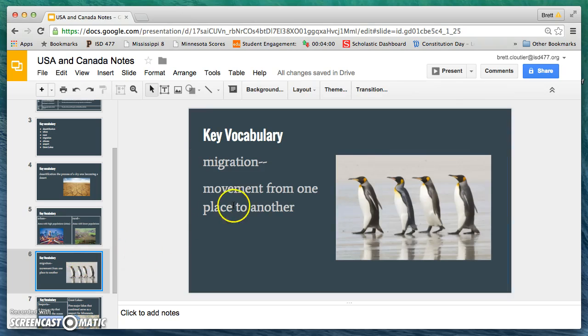Next, migration. This is the movement from one place to another. You can see here these cute little penguins are migrating from one place to another as a group. Notice in the words immigration and emigration that you would have worked with last year in Mr. Borich or Mr. Ahrens' 7th grade U.S. history class, you would talk about those things. Migration is the root word there, the movement from one place to another. People immigrated to the United States. It was a form of migration.